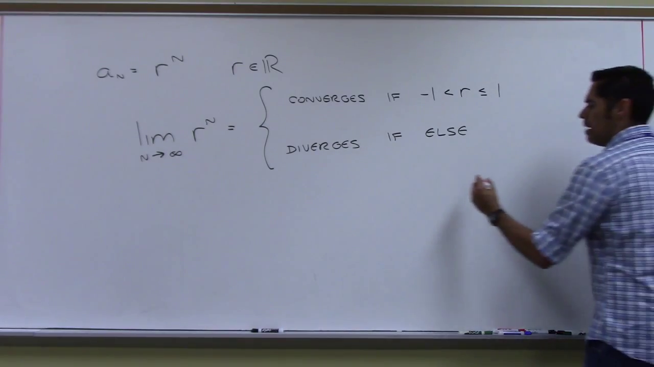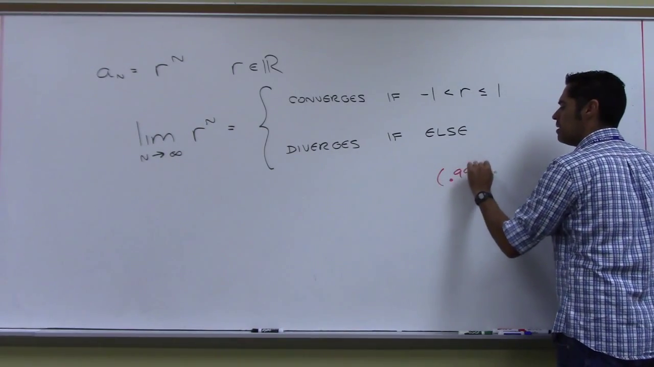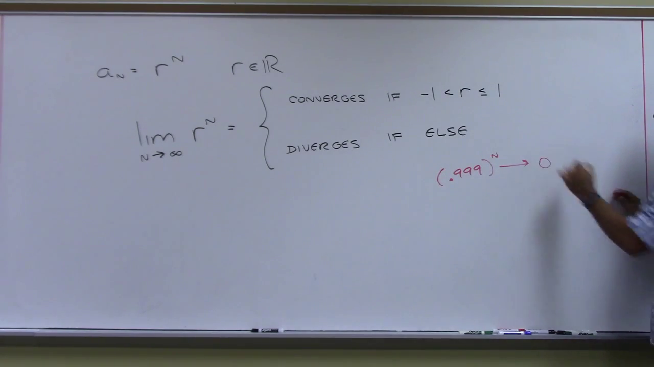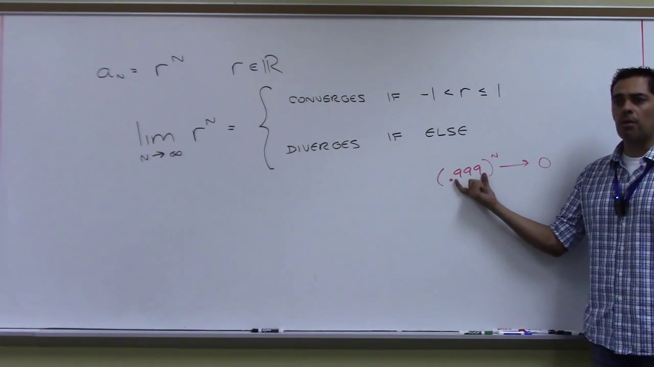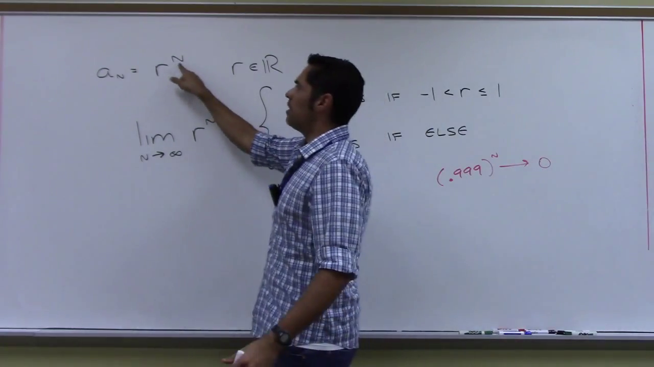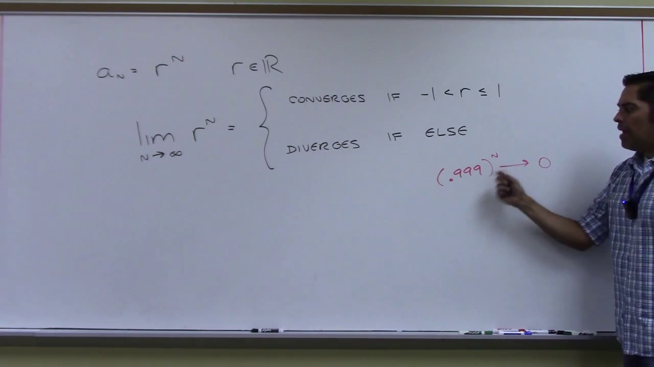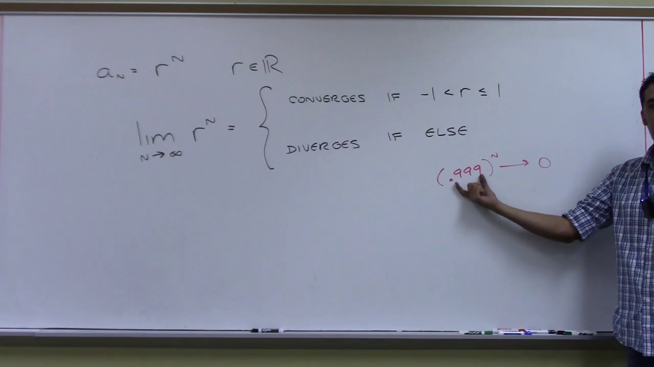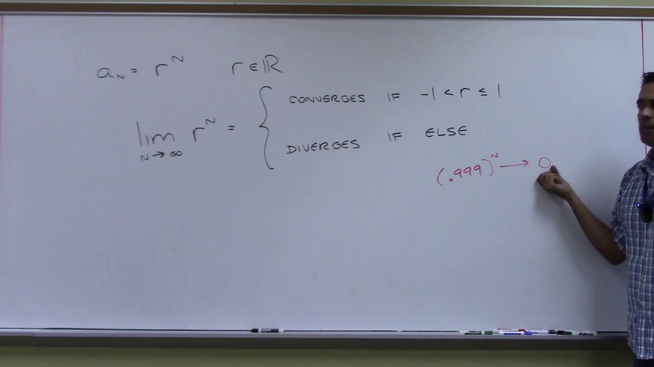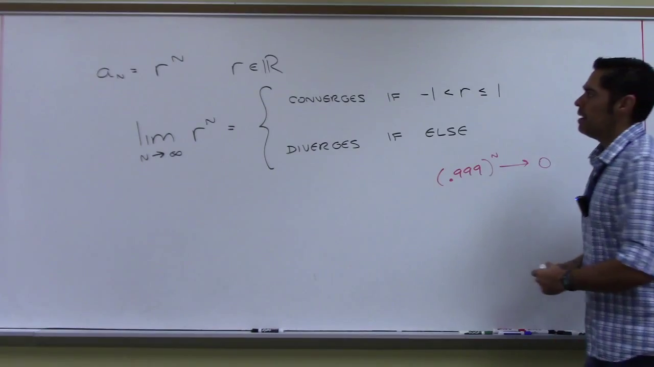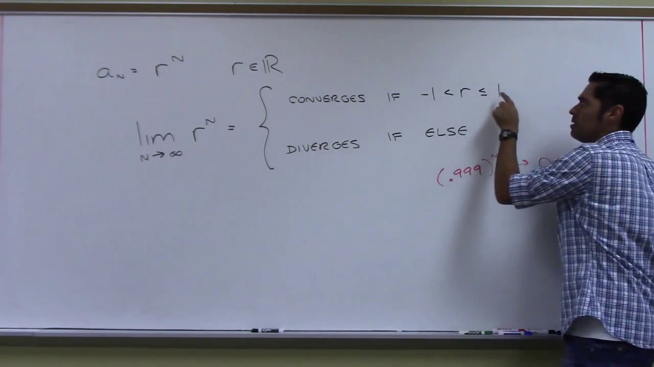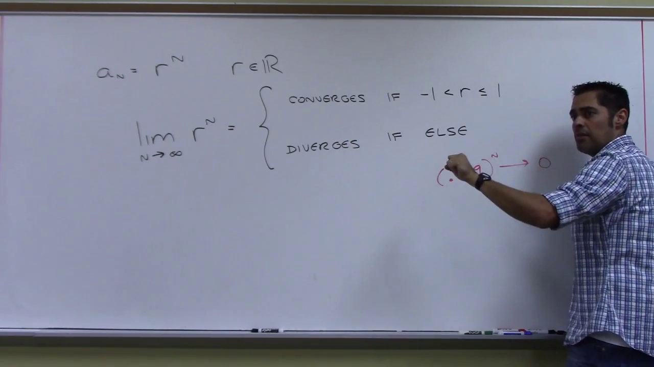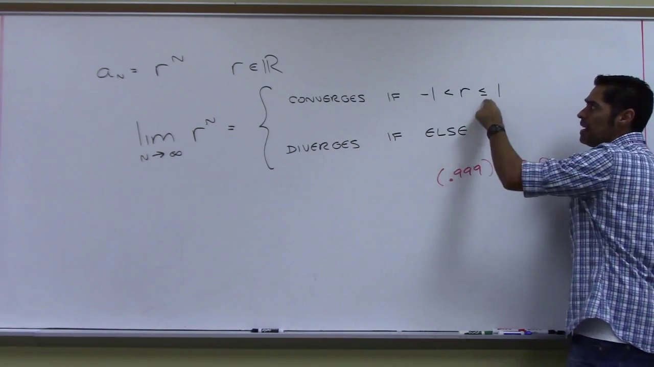This is just that problem that we started earlier with, like 0.999 to the n. What did we say this went to? 0, right? The reason why is because we were taking some number, r, and raising it to an n power. And that number was between 0 and 1, and so we said that that would squash down to nothing eventually. So this summarizes that. It says that if r is less than 1 and greater than -1, this thing is going to go down to 0.